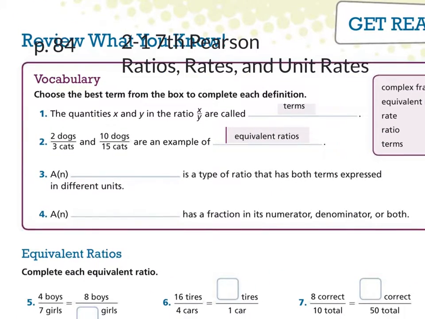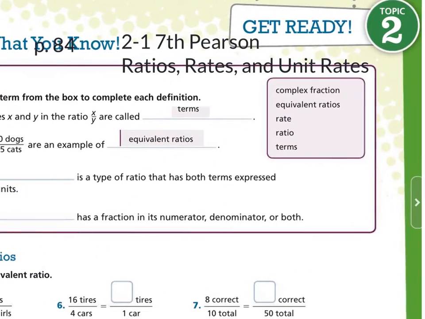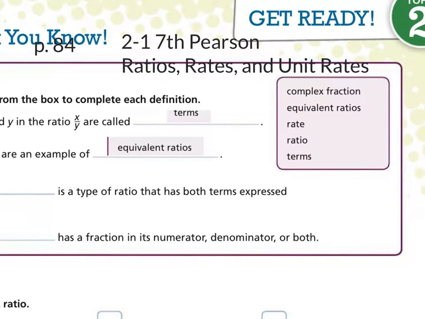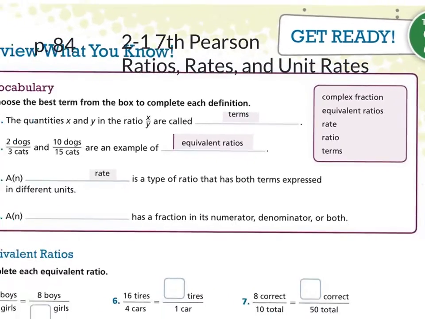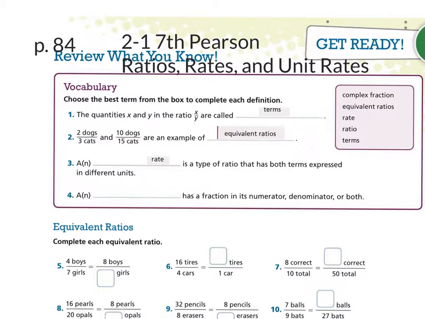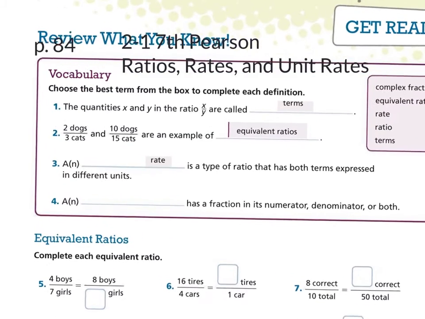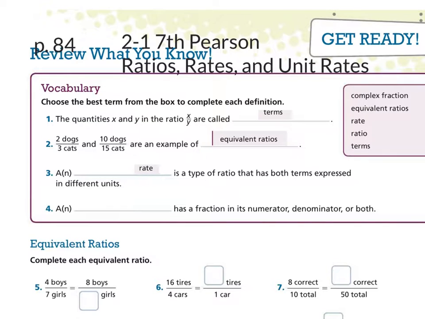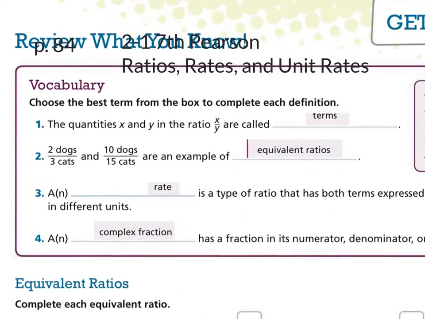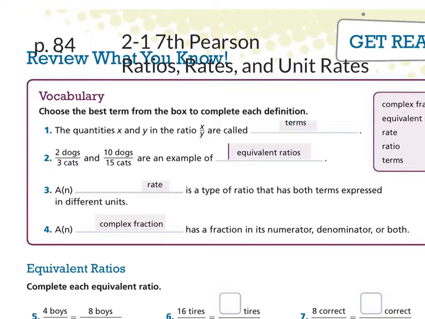Number 3, a blank is a type of ratio that has both terms expressed in different units. And that would be a rate. And number 4, a blank has a fraction in its numerator, denominator, or both. That would be a complex fraction. Okay, so that's a little bit of vocabulary for you to start out here.